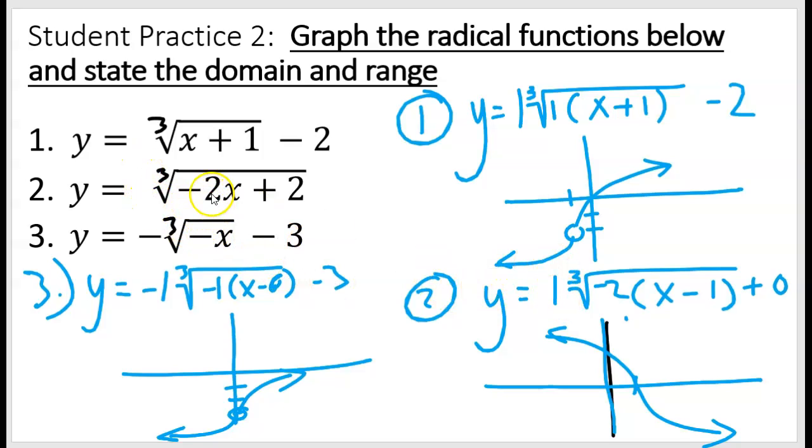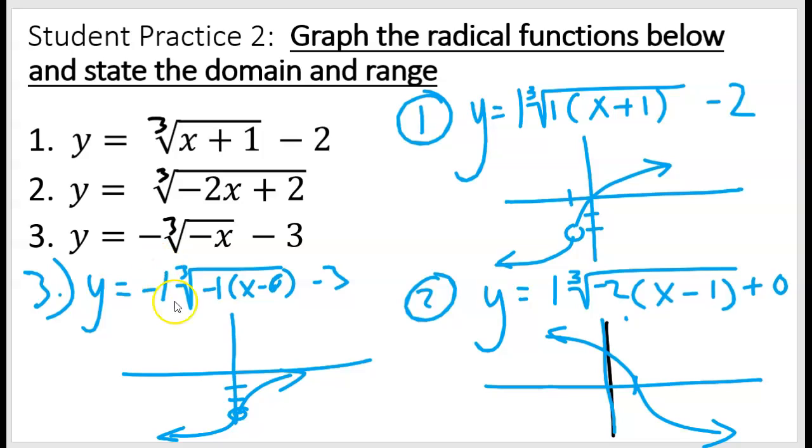We have a negative 2 for a b value, so we need to factor that out, which leaves us with an h value of negative 1. And then finally, we have a k value of 0. So my starting point is 1, 0, which is right here. And then we're going to go up and left, and then add an arrow going in the opposite direction.